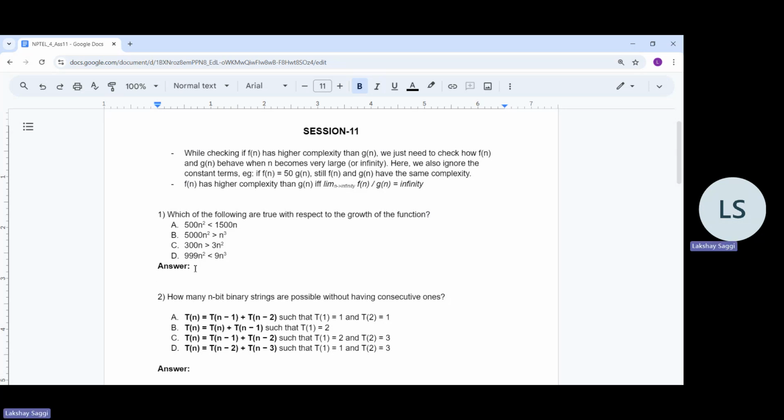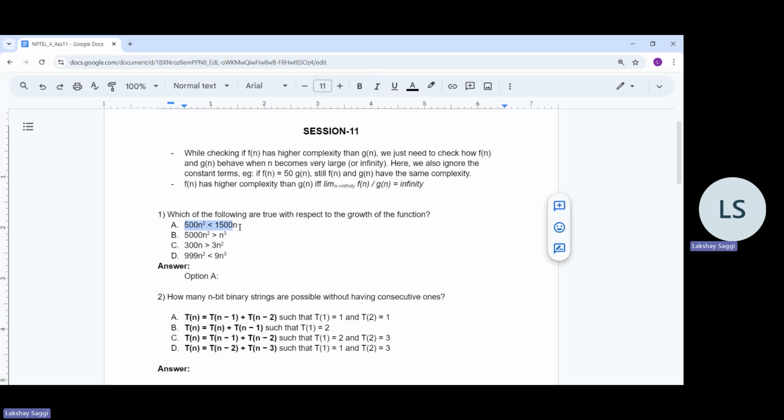The first option says that 500 n square is less than 1500 n. Note that we are only talking with respect to growth of the function. This is not an actual inequality, so don't think of it like 500 n square is less than 1500 n, so n square is less than 3n, so n is less than 3. We are not talking about actual inequalities here. These less than and greater than signs are just for reference, and they denote the complexity of the function.